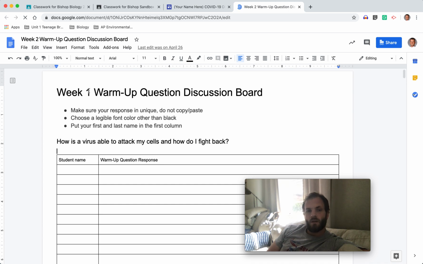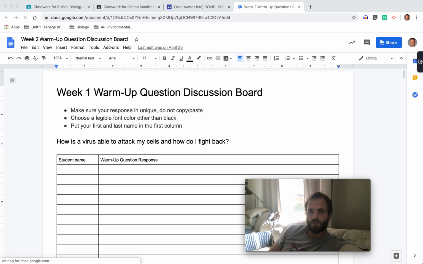So week 2's warm up question is, how is a virus able to attack my cells and how do I fight back? So last week you probably learned a little bit about how the structure of viruses enables them to attack. So go ahead and respond to week 2's warm-up question, and then you'll be done for the warm-up, and we'll get to week 2's notes.